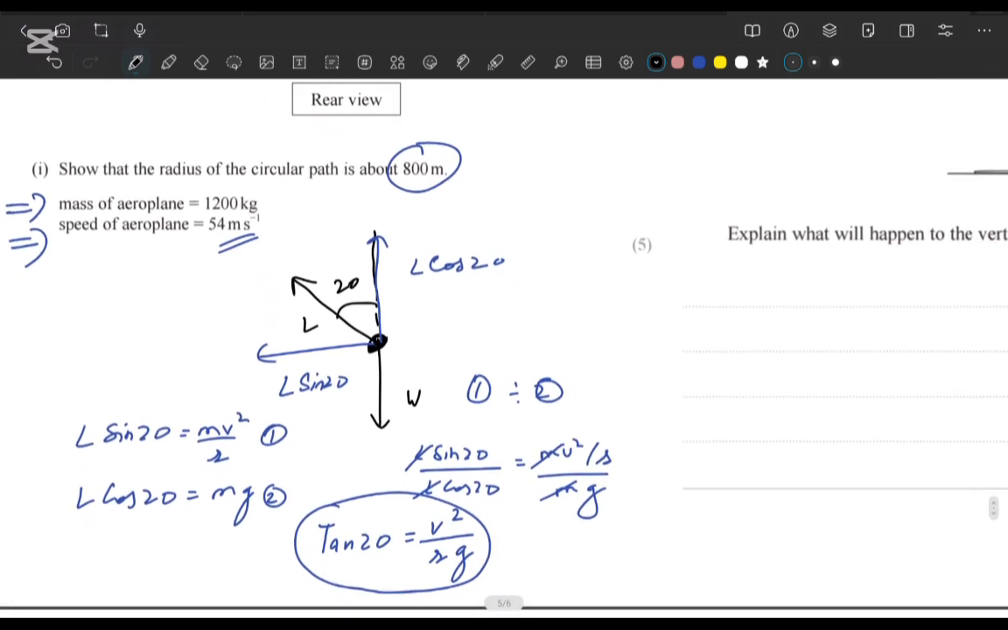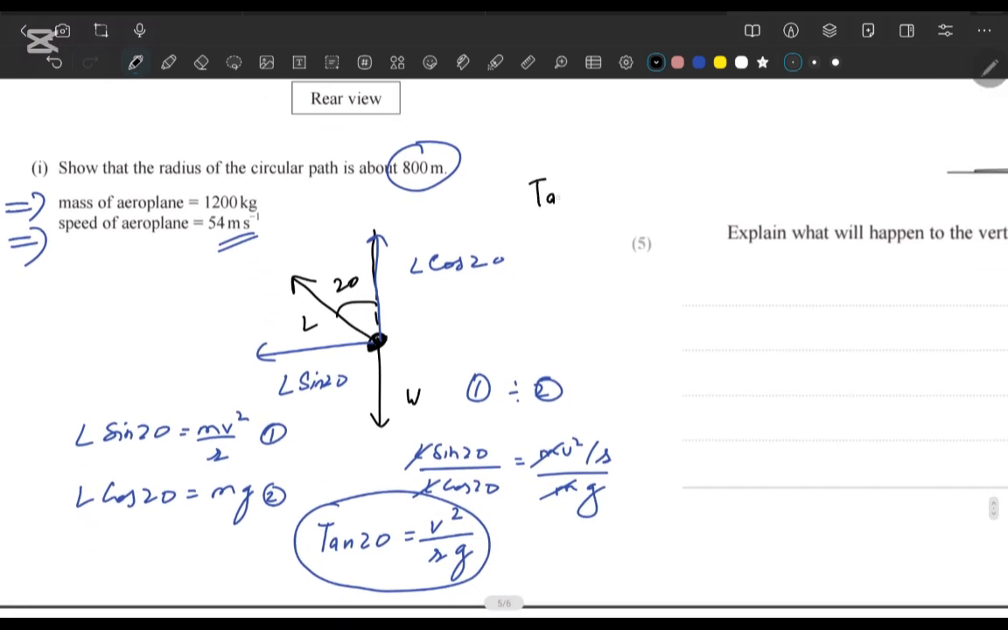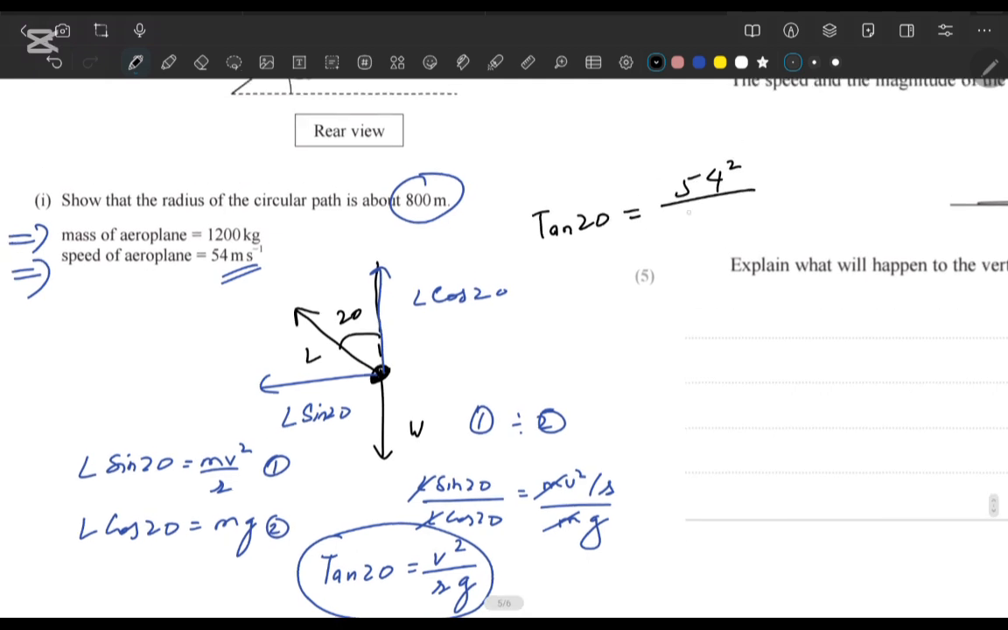So you have to derive all of this, and then you're going to get tan 20, and we know the velocity, 54 squared, and then we have to find r, and then we can put 9.81 there. So we find the value of r. The value of r is going to be equal to 816 or 817 meters, which is approximately 800 meters. So that's going to be your answer.